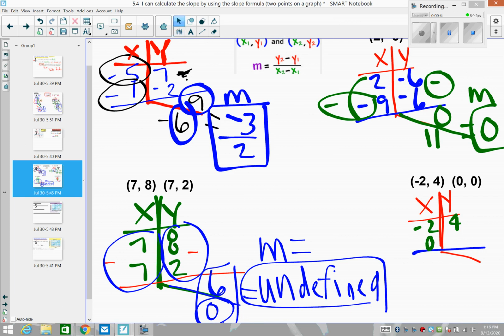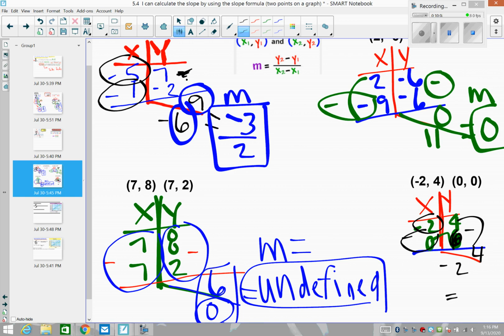Having a hard time getting the pen to work here. Hopefully it works now. All right. So this is supposed to be a 0. As we subtract then, we're going to subtract down. So 4 minus, this is 0. 4 minus 0 is 4. This is a 0. Negative 2 minus 0 is negative 2.